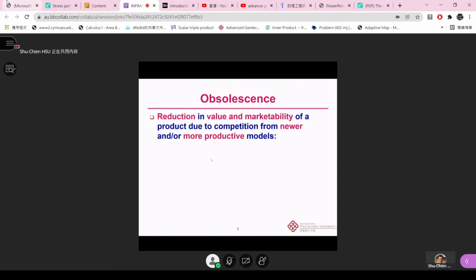So then also obsolescence. It is the reduction in value and marketability of the product due to competition from newer and more productive models. That is why car manufacturers need to have new models and new engines every year, and also mobile phones: Apple, Samsung, Sony, they need to have a different model. They have a flagship model promoted every year because if they didn't, their competitor will have newer, more productive and new style things, right?